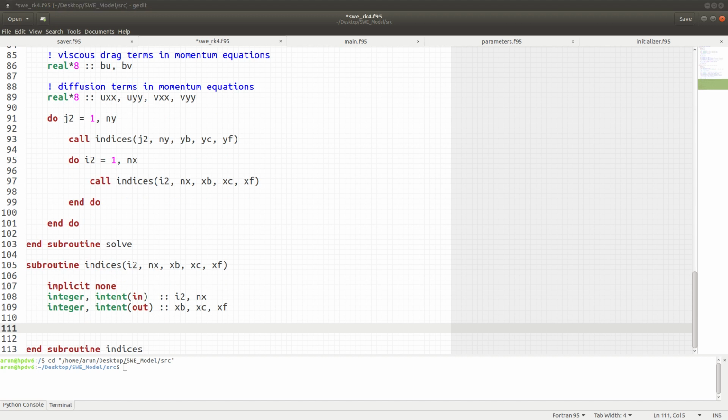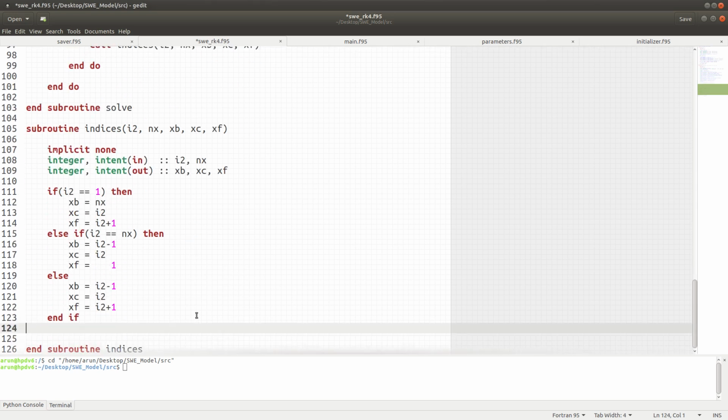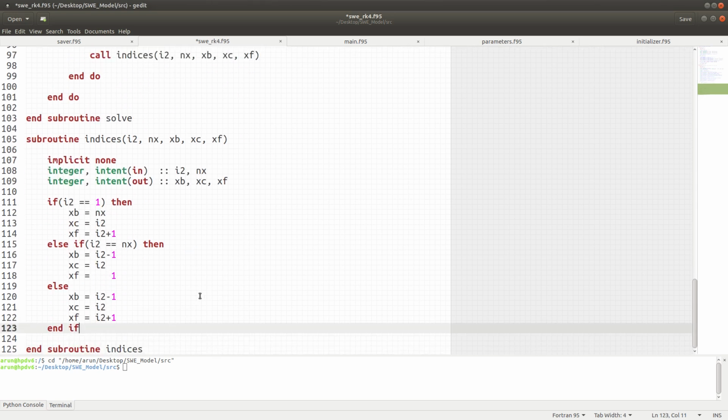The reason why I write these indices is as follows. This subroutine is going to simplify our job with writing the periodic boundary conditions, and also it's going to simplify our job in writing the index notations. Imagine the case when i2 is 1. The iterating variable i2 is 1.